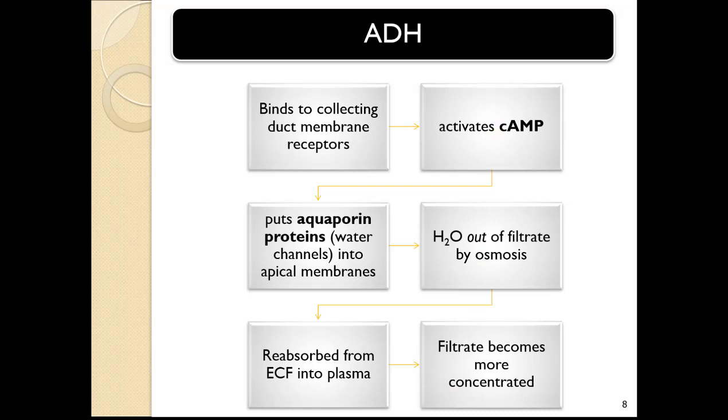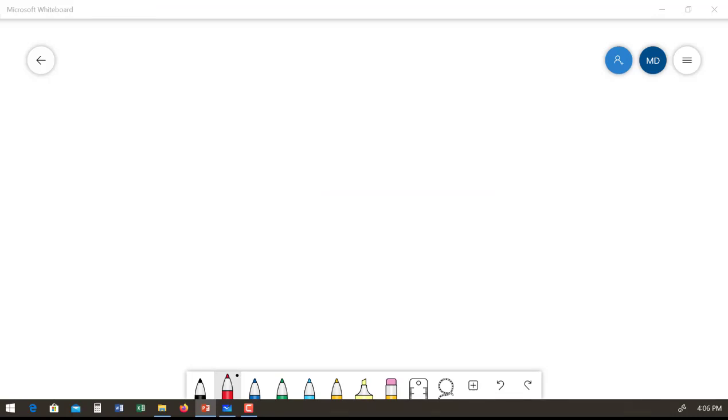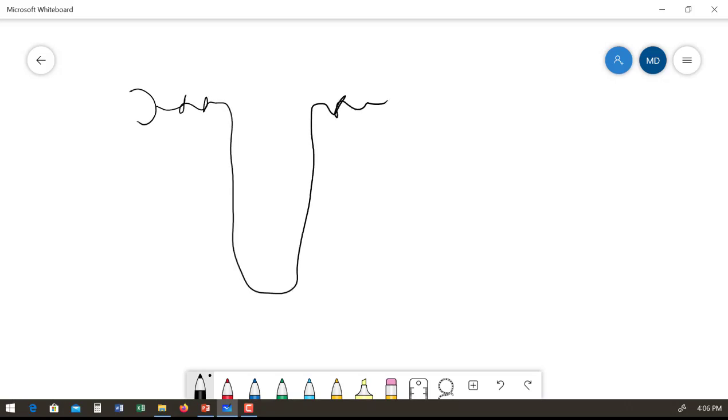So let me see if I can just draw a quick picture of this for you. So imagine here, again, we have a nephron. And over here, I'm going to draw a collecting duct, but the collecting duct I'm going to draw very large. So this is our large collecting duct.